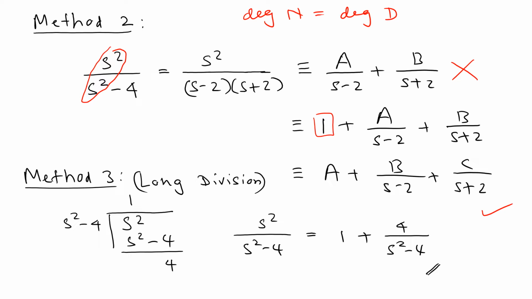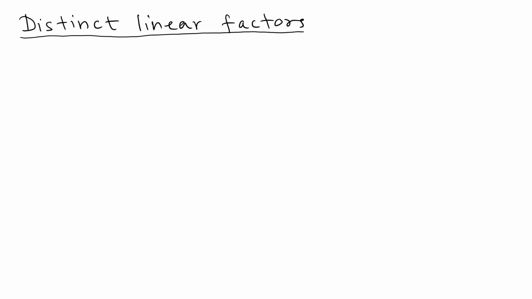This is what we normally call the distinct linear factor situation. So distinct linear factors, and we assume that the degree of the numerator is less than the degree of the denominator. If not, what we do is first do the division, get the remainder part, and then we do that. So that's what we do. Okay, so let's look at the major theory part.